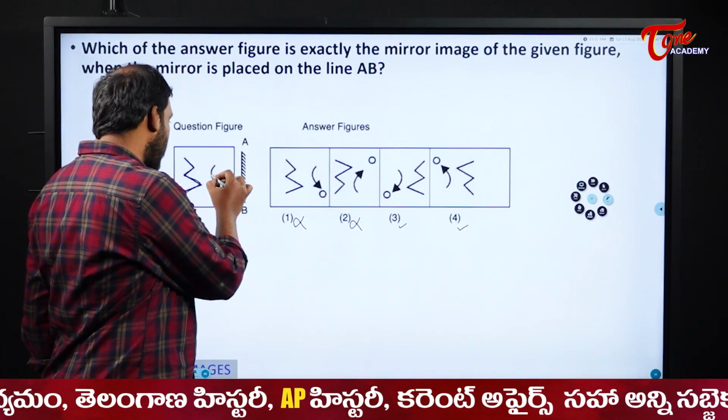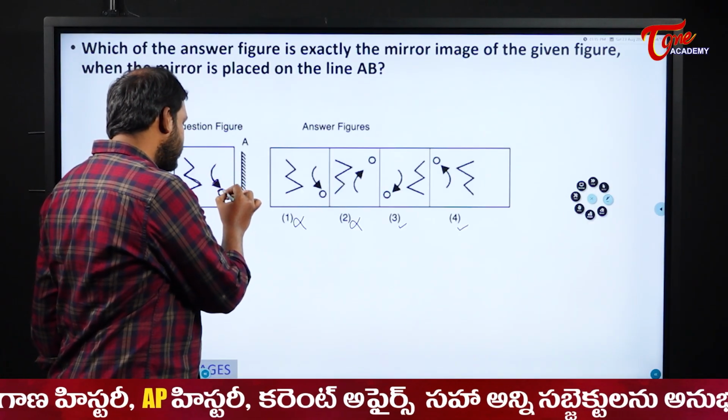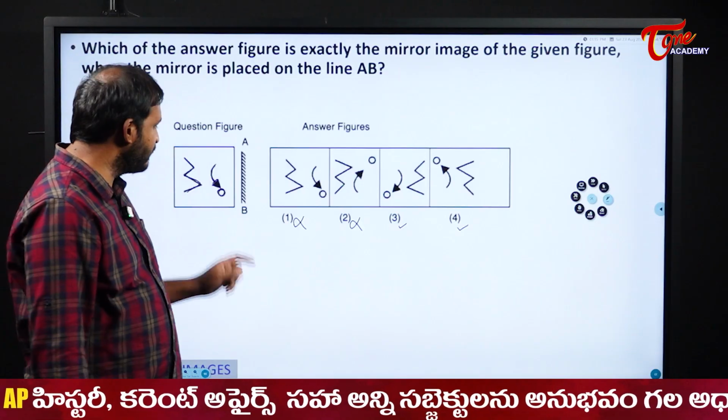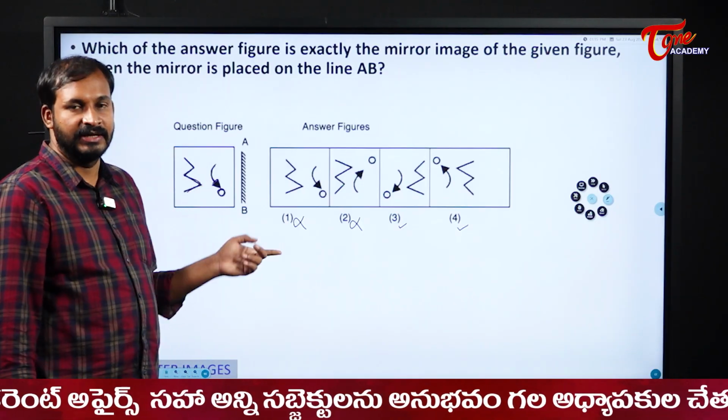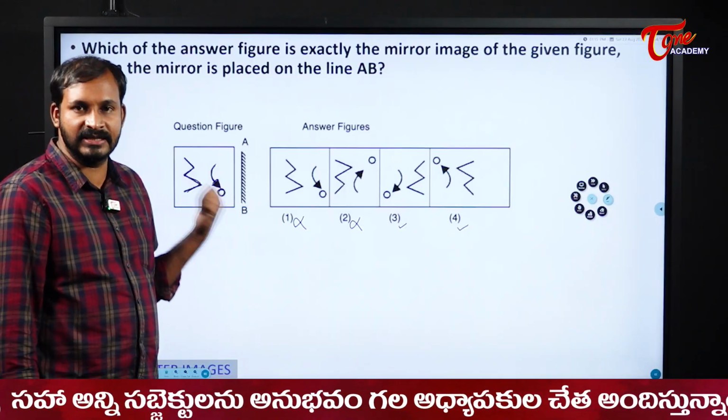Next, when it comes to this arrow and this circle, it remains the same, right? Its direction will not be changed. Why? Because this is a mirror image. If it were a water image, it might be changed, but this is a mirror image, right?